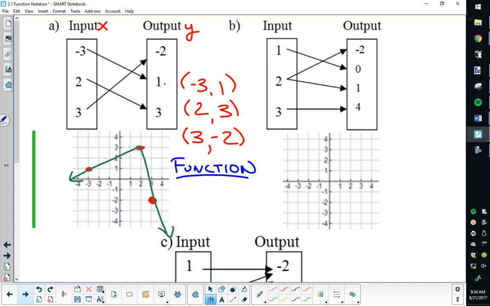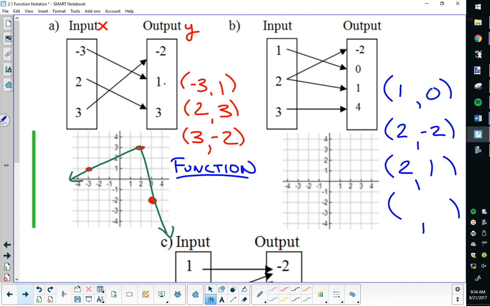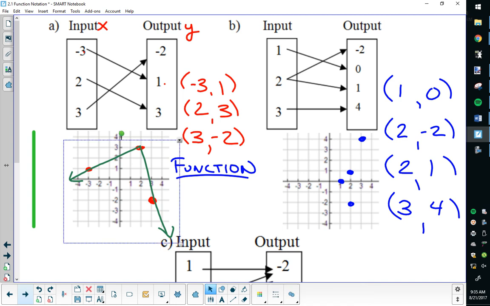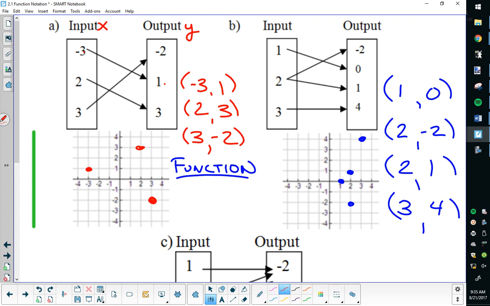Letter B. On letter B, you got 4 ordered pairs. Deasia, what ordered pairs do you think you have here? 1, 0. 2, negative 2. Yep. And 3, 4. Good. She went through and just looked at all the arrows and connected them. If I were to graph them, it would look something like this. 1, 0. 2, negative 2. 2, 1. And 3, 4. I don't know why I connected the lines the first time, but if you did, it's fine. This one right here, letter B, is not a function.